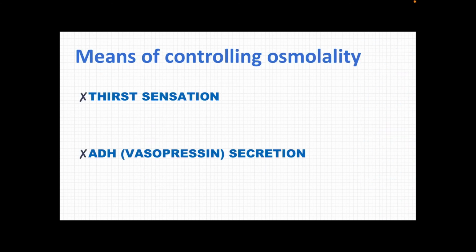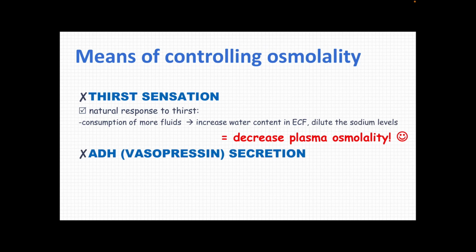So what are the means of controlling osmolality? Generally, we have two. First, thirst sensation. Next one, ADH or vasopressin secretion. And take note, the thirst sensation and ADH secretion are controlled by our hypothalamus. The natural response to thirst is to consume more fluids. That would result in increased water content in the ECF, and that would result in a diluted sodium level in the blood. And since sodium is the main determinant of plasma osmolality, we would expect a decrease in plasma osmolality.